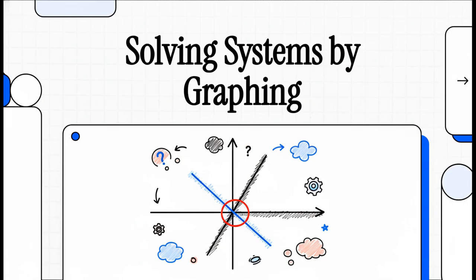Today, we're going to take what seems like a really complicated math problem and boil it down to something you can just see. It's like a visual puzzle. We're going to learn how to solve these things called systems of linear equations just by looking at a graph. Pretty cool, right? Let's jump in.